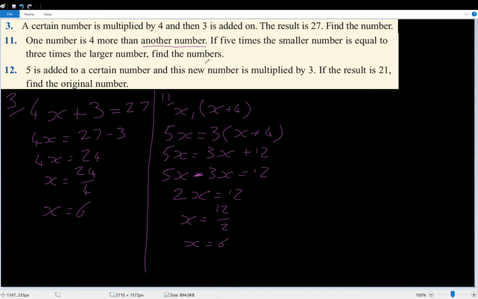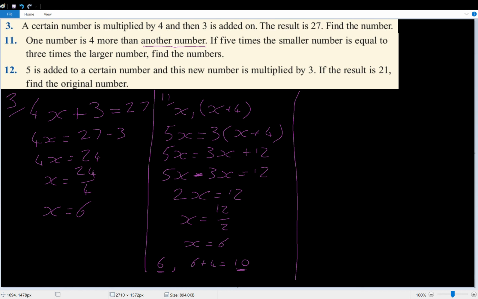Now the thing with this is, this looks like we're finished, but we're not quite, because it asks us to find the numbers, plural. So we've already found the smaller number. We found 6. But we need to find the larger number, and the larger number is going to be 6 plus 4, which is going to be 10. So our two numbers in this case are 6 and 10. Now, if you hadn't read that correctly, you could have easily just got to the end of this, thought you were done when you found a value for x, and then moved on. And you would have lost marks for not getting the second number that you were asked to get. So that's why we've got to make sure that we read these questions carefully.